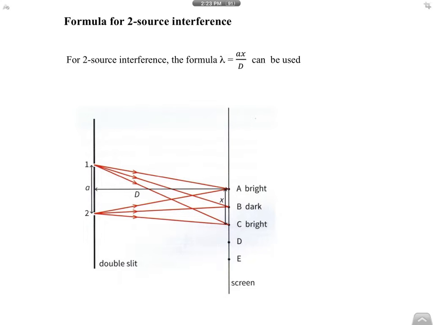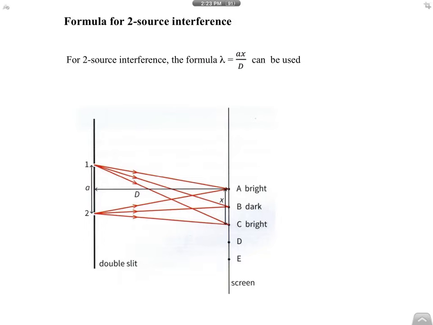So for two source interference, which is interference between two waves only, both waves must come out generally from the same direction like that, then only we can use this formula, lambda equals ax over d. Now what does the lambda represent? The wavelength of the wave that you use.